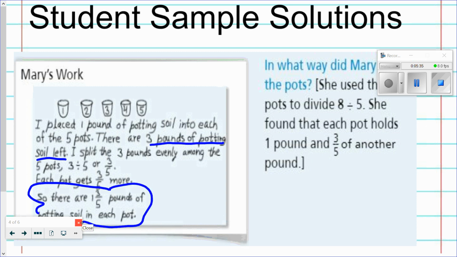So even though she thought about this a little bit differently, and she used the pots to help her think about how she would divide that up before she wrote a division expression, she still got the same answer, still the same type of math work, just again, she wrote about it in a little different way.